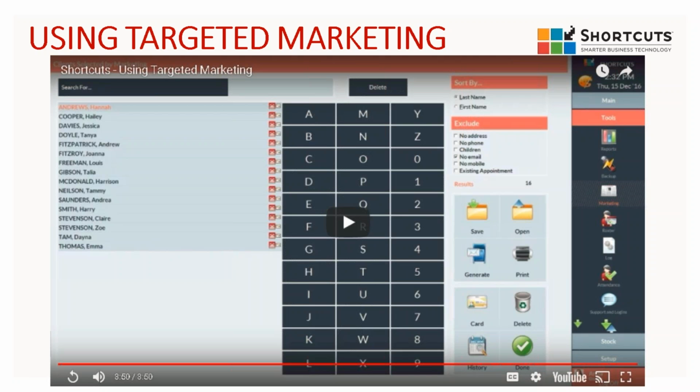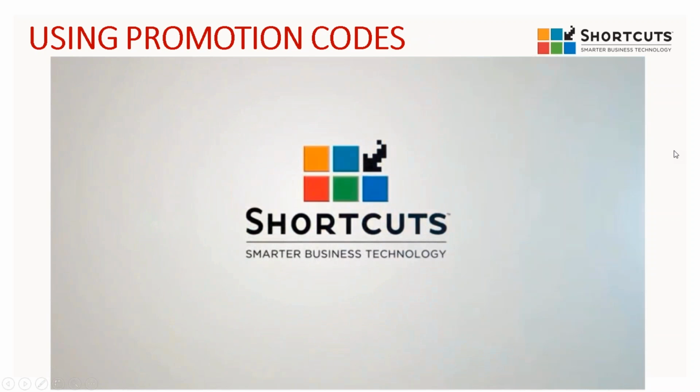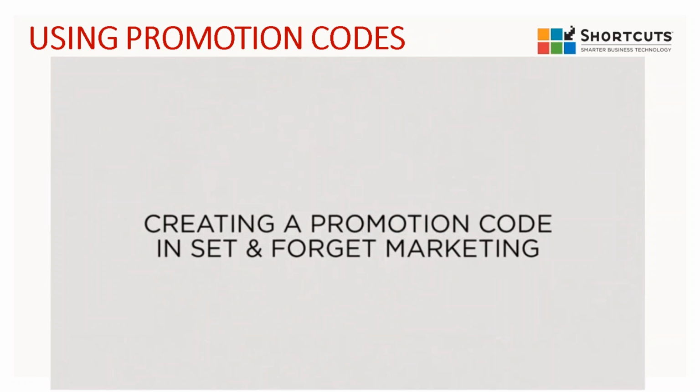So if we are creating these emails and campaigns that have offers or discounts in them, we want to be able to track them. Okay, so what we do is we create a promotion code in GCast, we link that promotion code to our campaign, and then we create a discount within Shortcuts and we link that promotion code to our discount. So I'm going to show you a video now on how that happens. Okay, so using promotion codes.